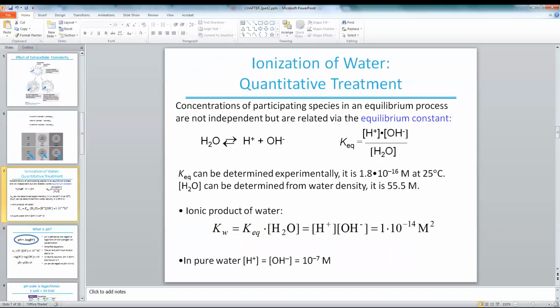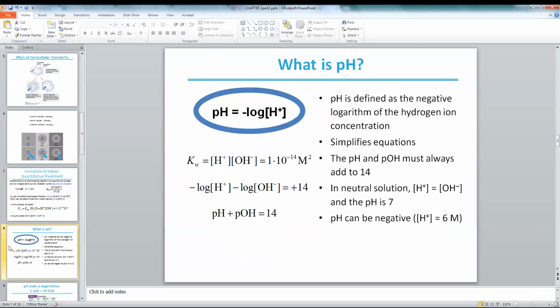Now, why do we care about the concentration of H plus and OH minus? Well, we care about it because of the expression pH is equal to the negative log of H plus. So that's a mathematical expression, but what it's relating is a logarithmic scale to the concentration of H plus. And so we know that the pH and pOH always add together to be 14, and we know that in a neutral solution the pH is 7, so we can actually then calculate what pH is going to be using this expression.